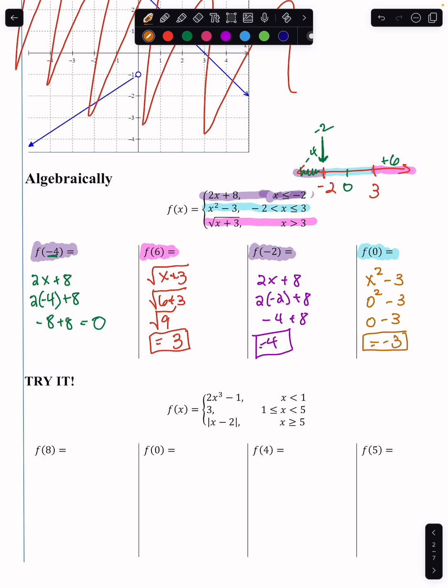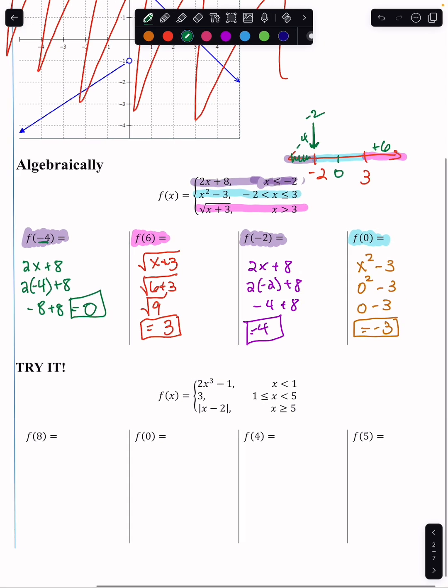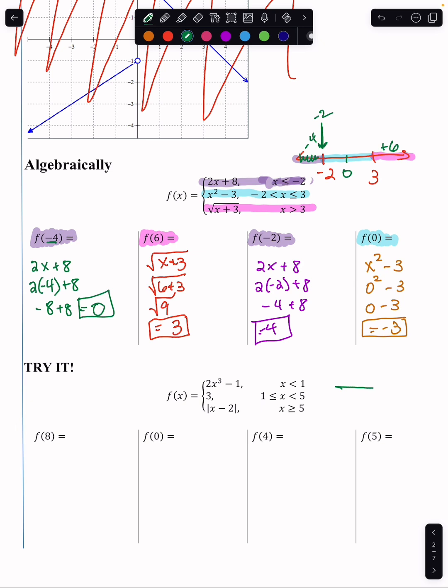Okay? We're going to do another one. Let's do this one together. So I'm going to go ahead and see my boundary lines. I'm going to make a quick number line. And I see I'm going to have to use 1 and the number 5. So if it falls in between there, so if it's less than 1, that's this equation.